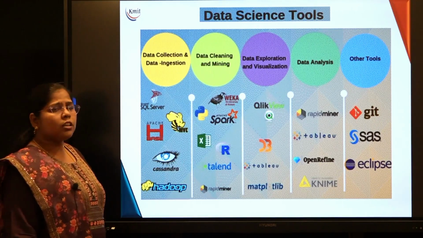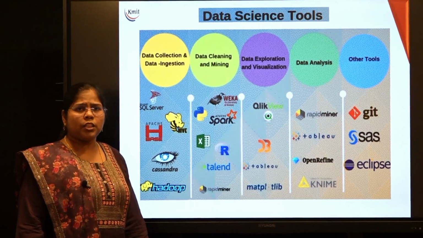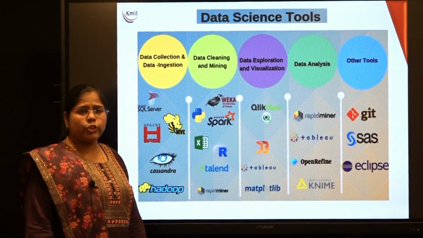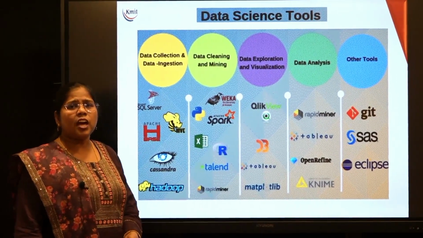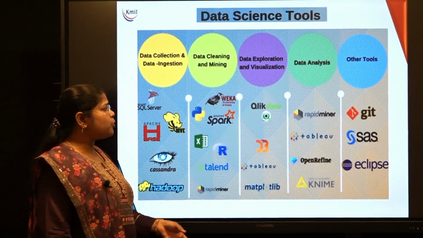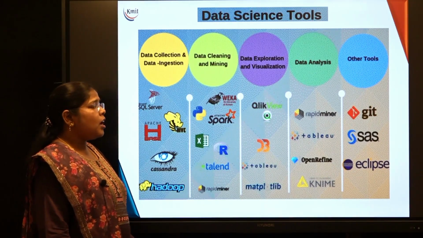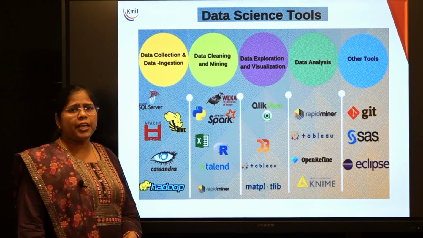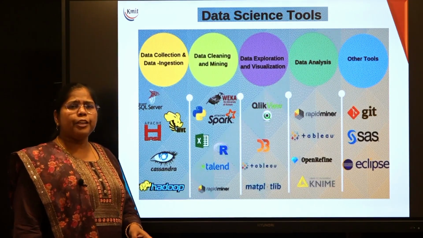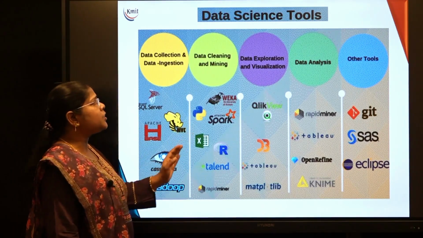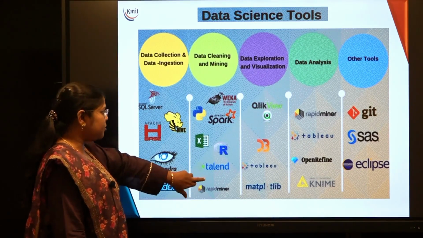When coming to the data exploration and visualization, we use Tableau or Matplotlib or Seaborn or D3JS. Coming to the data analysis, to understand the analysis or to slice the data, always we use either Tableau or OpenRefine or RapidMiner. The other tools to create an API are Git or SAS or Eclipse. In different stages of data science, we use different types of tools for better understanding.